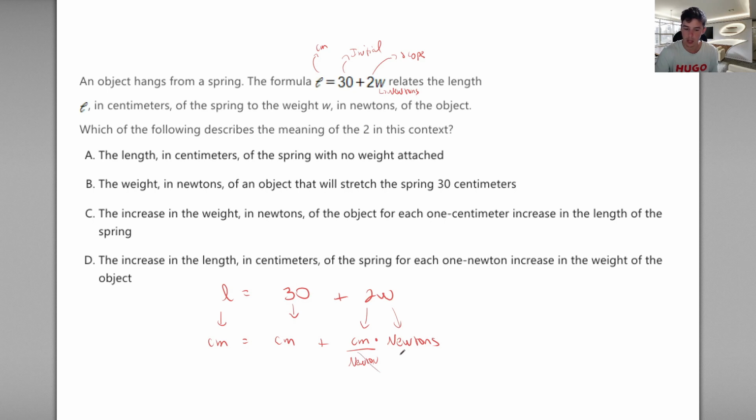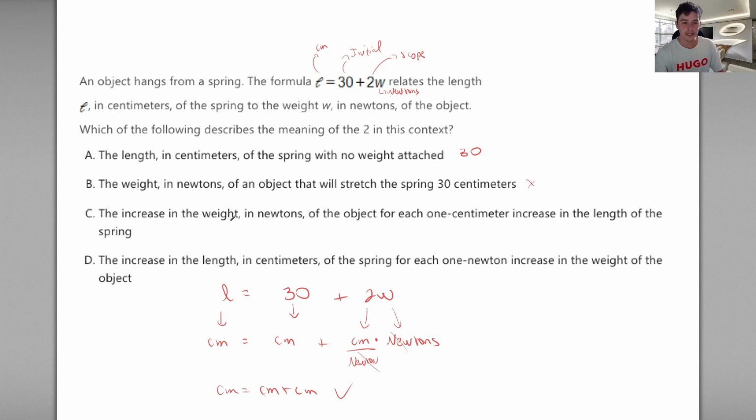Okay, we can do that. So that cancels out. Centimeters equals centimeters plus centimeters. That does make sense. So we're good with our interpretation. So 2 is centimeters per newton. The length in centimeters of the spring with no weight attached, no, that's 30, right? That's the initial value. The weight in newtons of an object that will stretch the spring 30 centimeters, no, that does not make sense. That will be W when L is 30, right?